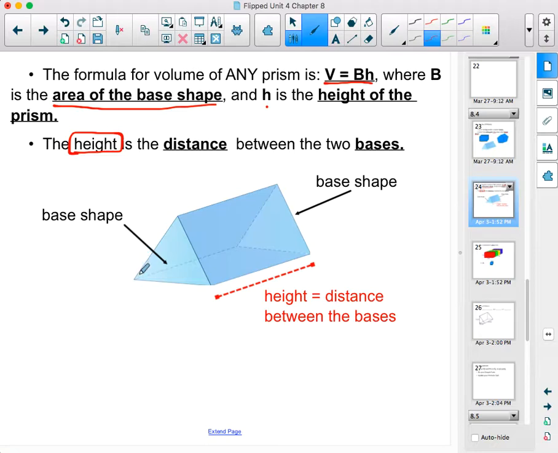So take a look down here at my example. I've got that triangular prism from the last slide. Here's one triangle. Here's one of my bases. This is my other triangle. It's the other base. So the distance between those bases is what we're going to call the height. Notice it's not up and down. It can be in any direction as long as it's the distance between the bases.